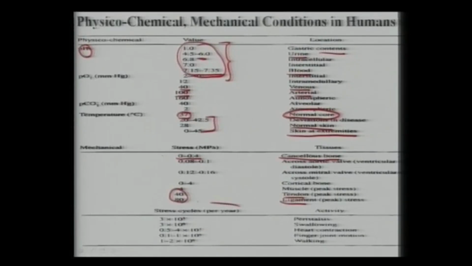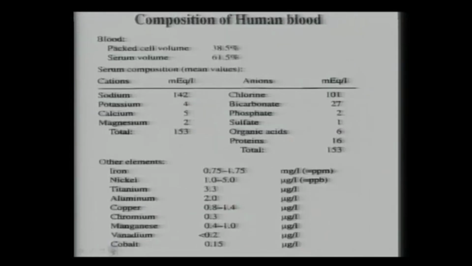Stress cycles are important for the fatigue properties. So, if the number of stress cycles is more, then the fatigue properties are also much better. Now, typically for walking, 1 to 2 into 10 to the power 6 stress cycles are required. When a human being walks, the moving parts of the human body experience 1 to 2 into 10 to the power 6 cycles. Now, the composition of human blood. Blood contains different cells as well as different other elements. Now, among the other elements, iron is around 0.75 to 1.75 milligram per liter.